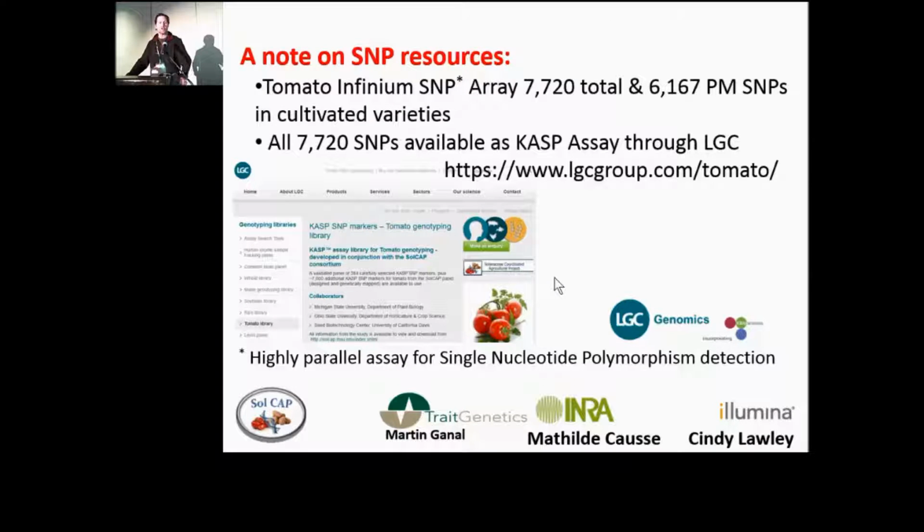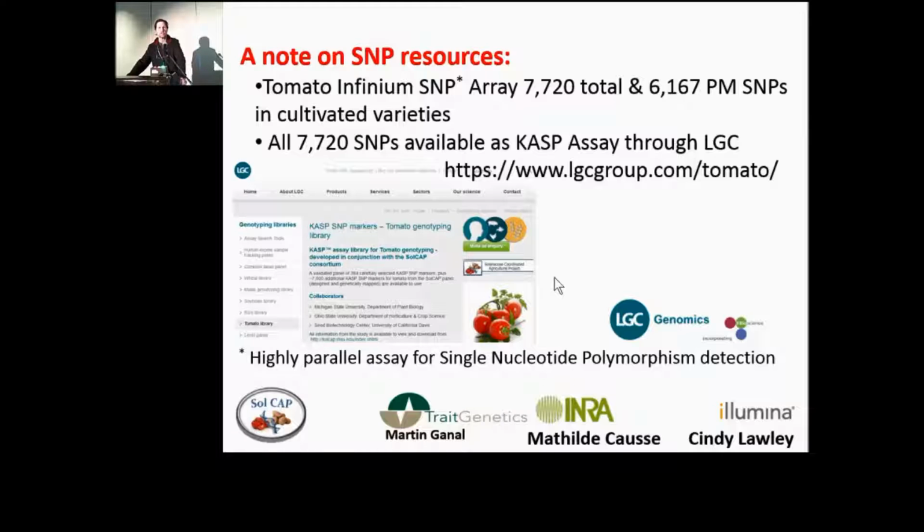Okay, so let me just talk a little bit about the resources. And this is another point where I can thank Martin for his work. So as part of the SolCap project, we worked with Illumina to develop an array with almost 8,000 SNPs that were optimized for use in cultivated backgrounds. Both Martin and Matilda Kos cooperated with us to add content to this and develop a really robust genotyping array.